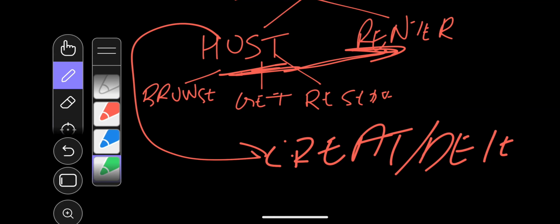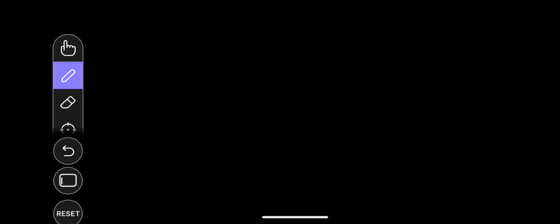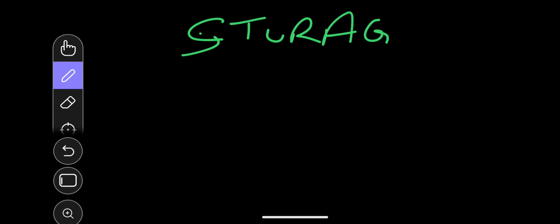Now let's switch. As usual, let's talk about the storage part. First and foremost, we can expect to store all of our listings in an SQL table as usual.